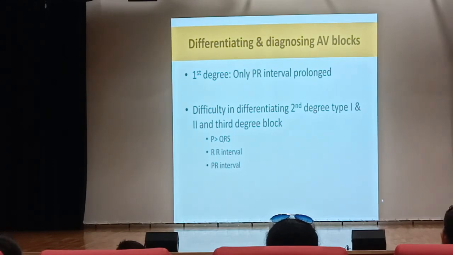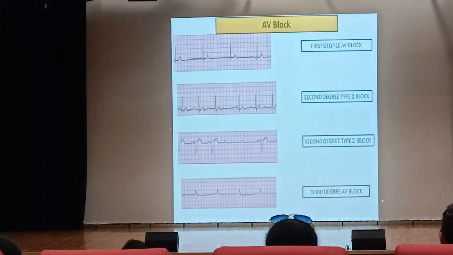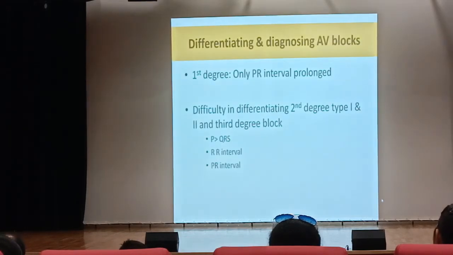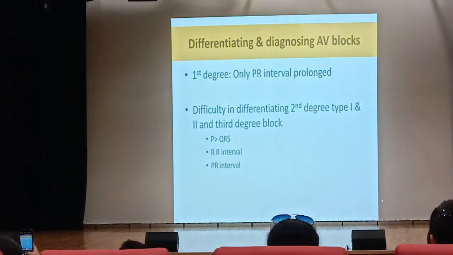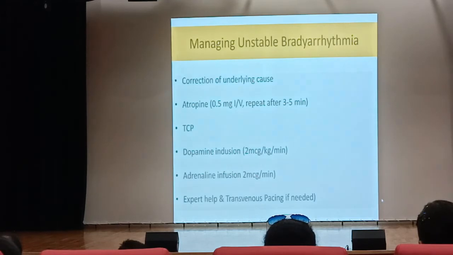So if the RR interval is regular, as we see in complete heart block, this is complete heart block. PP interval and RR interval will remain the same, right? Then this is excluded. Now for differentiation between these two, we look at the PR interval. If the PR interval is fixed, it is second degree type 2 block, and if there is a progressive lengthening of PR interval followed by a dropped beat, it is a second degree type 1 block. So this is the most simplified method by which we can differentiate between the different kinds of AV blocks.